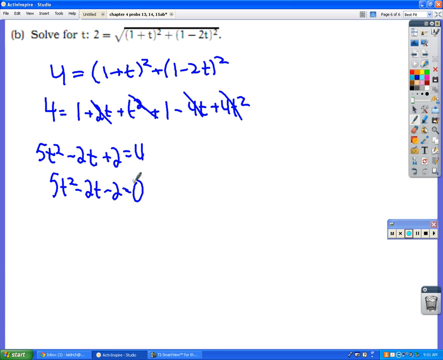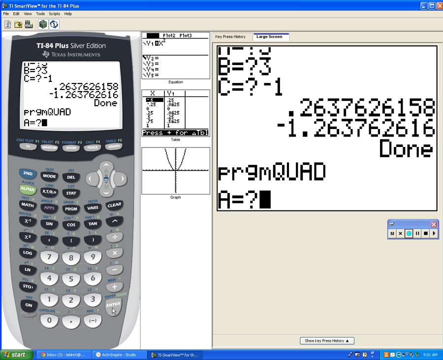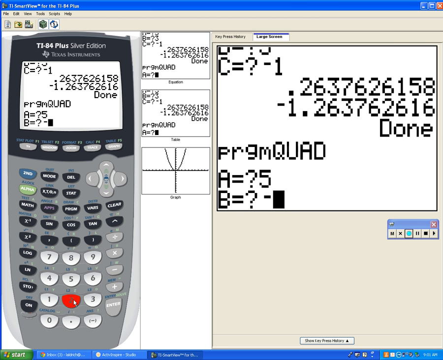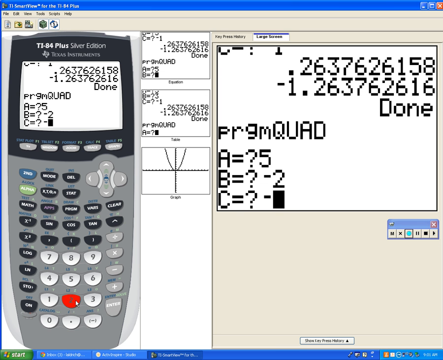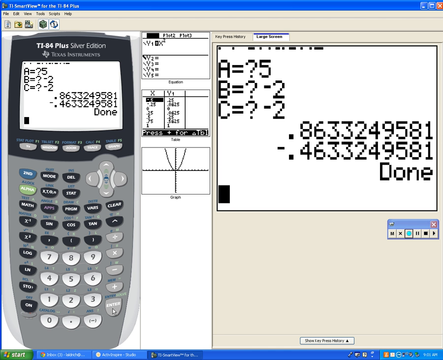And then how do we do that? The button on your calculator. 5, -2, and -2. 5, -2, -2. And there you go. Okay? So much quicker.